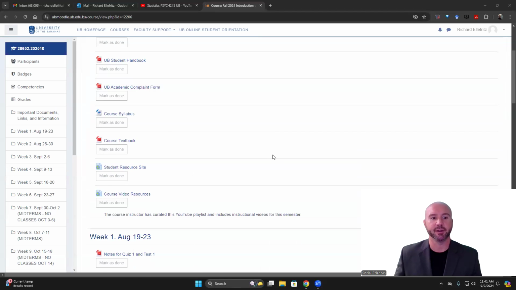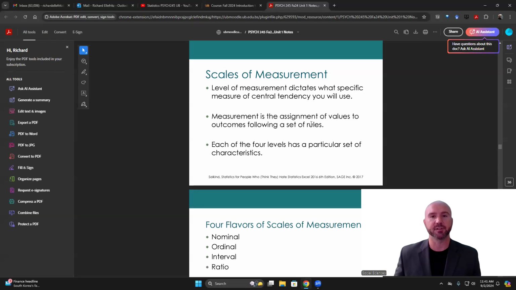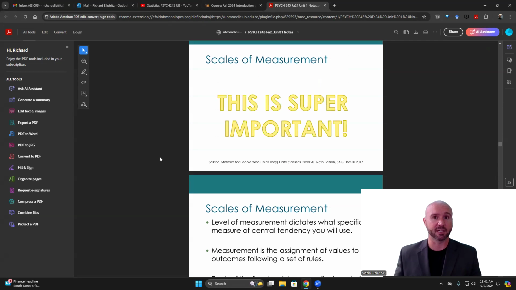So let's just go ahead and open up the notes for quiz 1 and test 1 that are placed in week 1. And as you can see, we're picking up right where we left off last time. So there are 4 scales or levels of measurement. These are really important to know. This is super important stuff. Why?